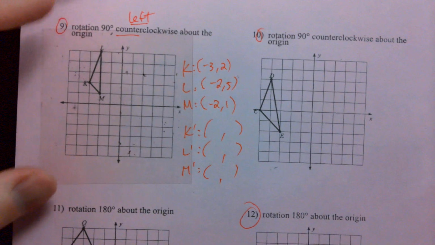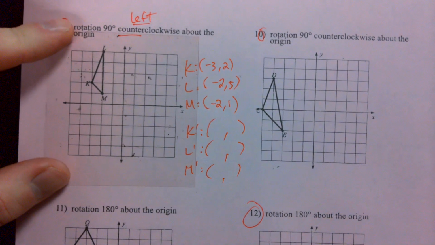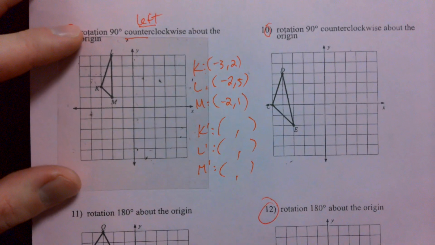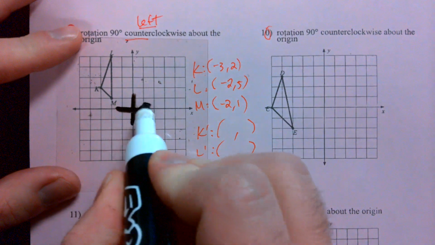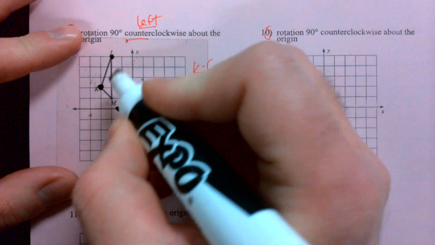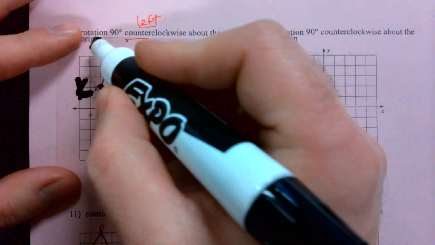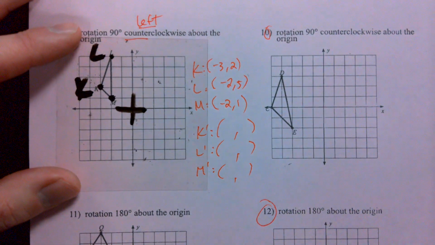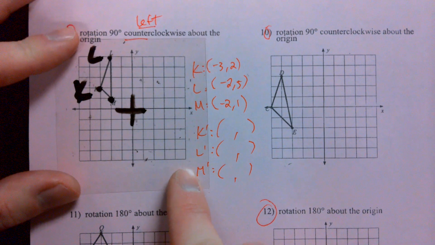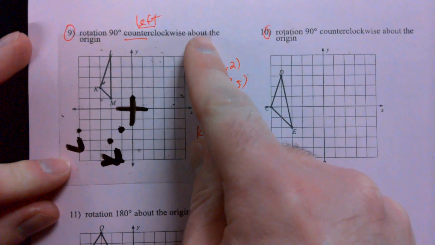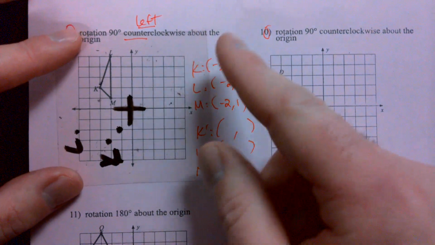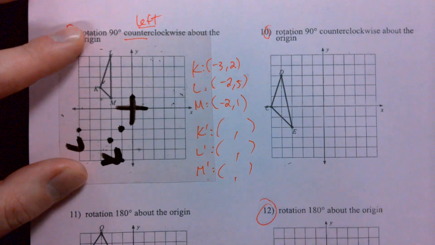What do I do after I put my slide over the graph? Just going to mark a plus at the origin. We're going to dot our points. I'm going to mark out K and L. And then we're going to turn this 90 degree turn to the left. Here we go, to the left, to the left. Boom. We line that plus back up. And we make our 3 dots.